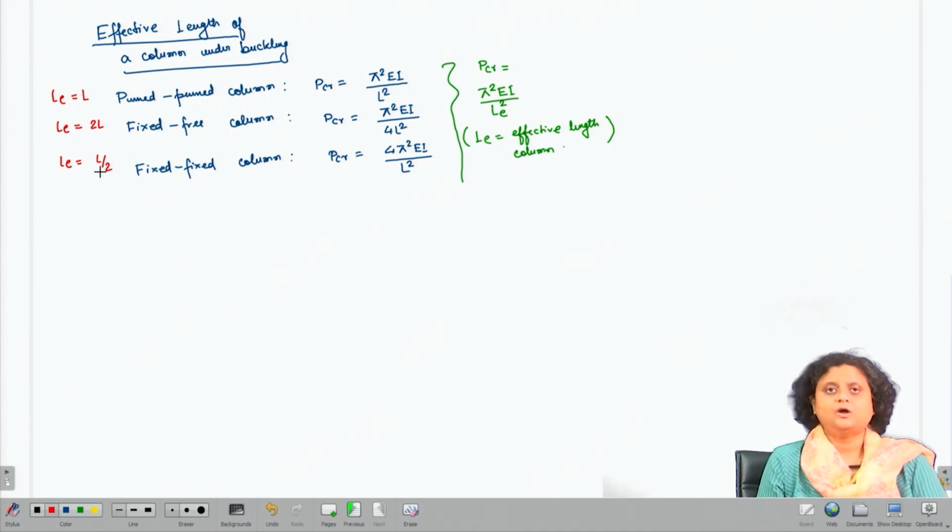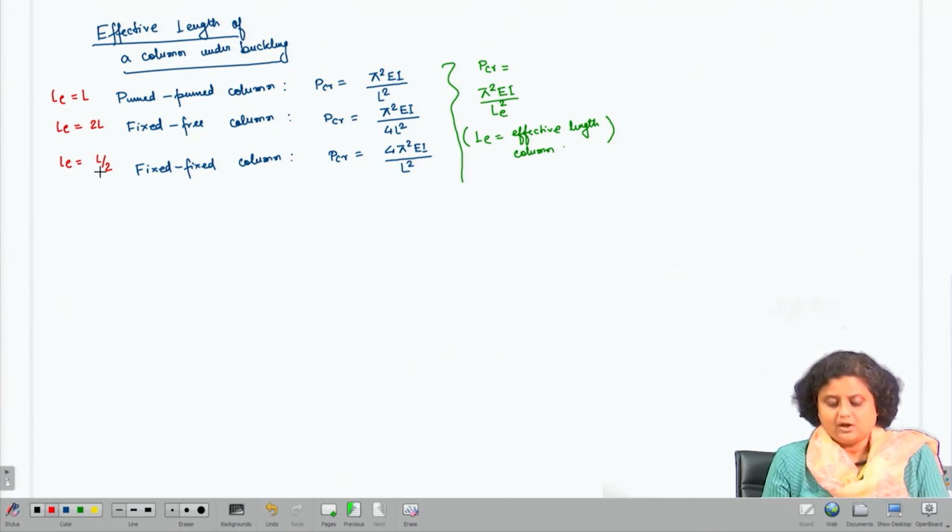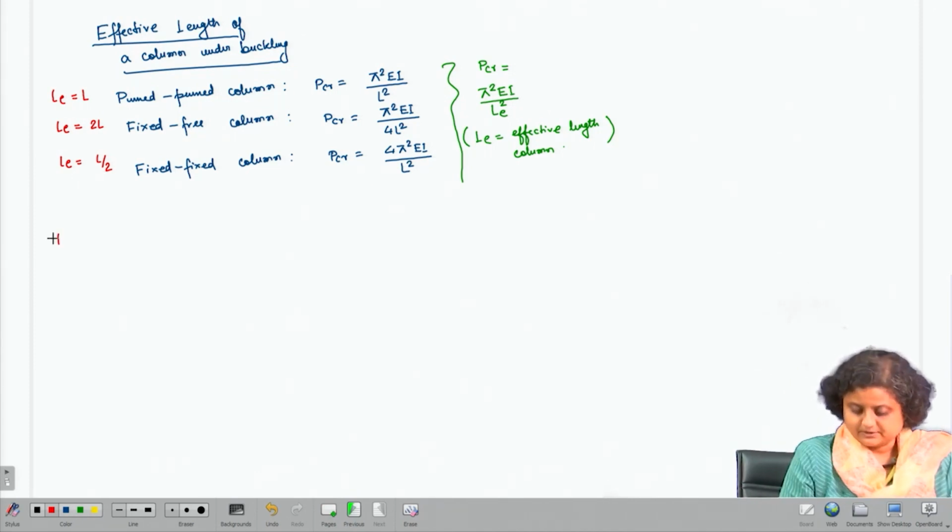Now, with this we have come to an end of the theory of column buckling. We will now do some example problems to understand the theory that we have discussed in more detail. So, let me do this example.